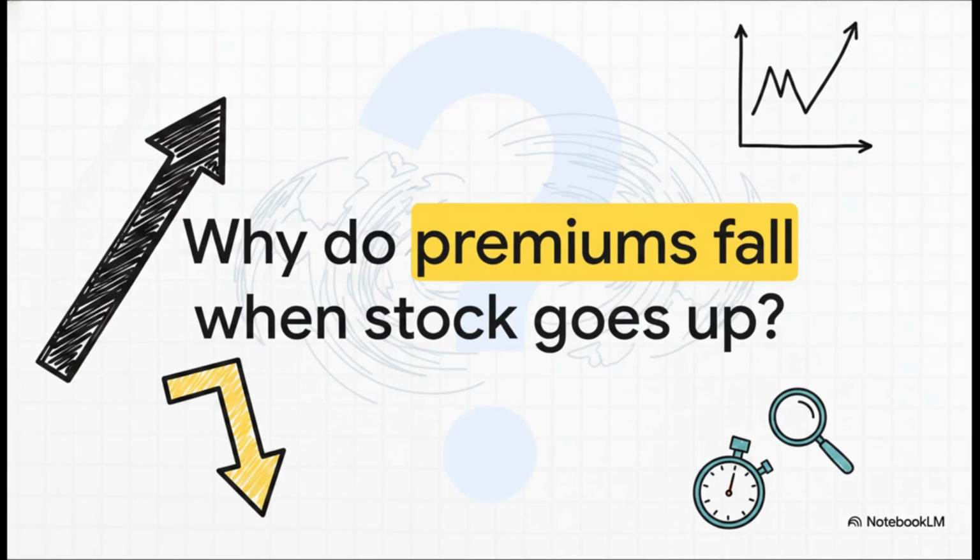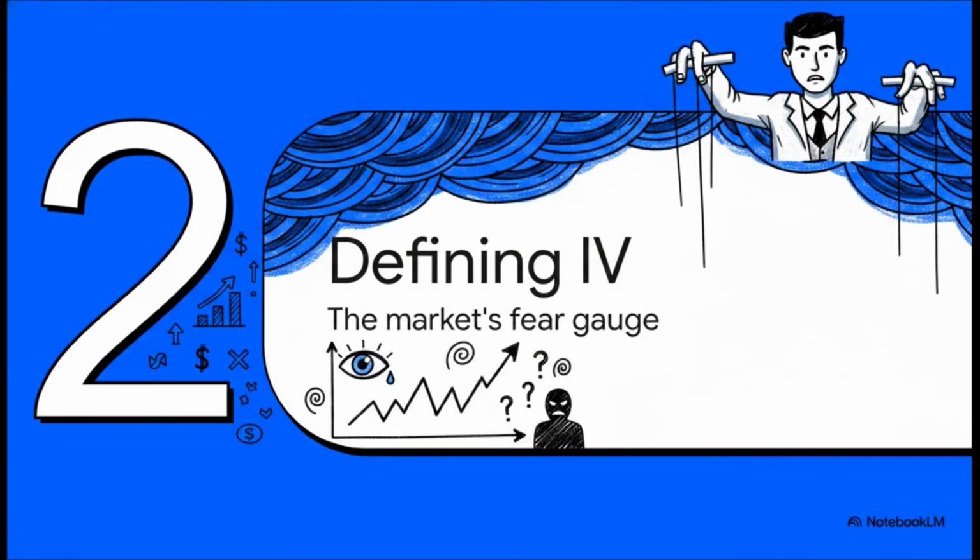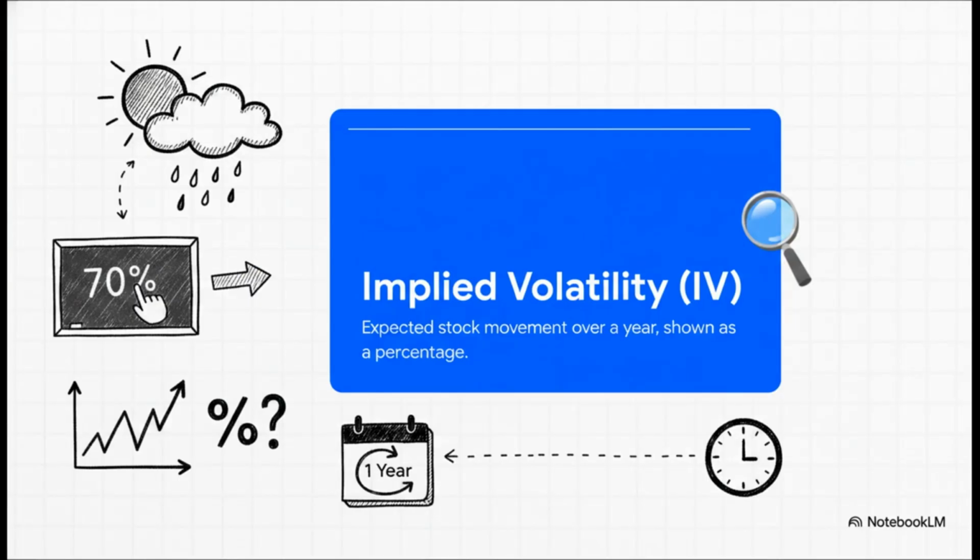It is incredibly frustrating to be dead right about a stock's direction, but still end up with a losing trade. Look, you aren't going crazy, I promise. You're just experiencing the effects of the invisible force we're unpacking today. Which brings us to Section 2, defining implied volatility, or IV. The market's fear gauge. So what is it?